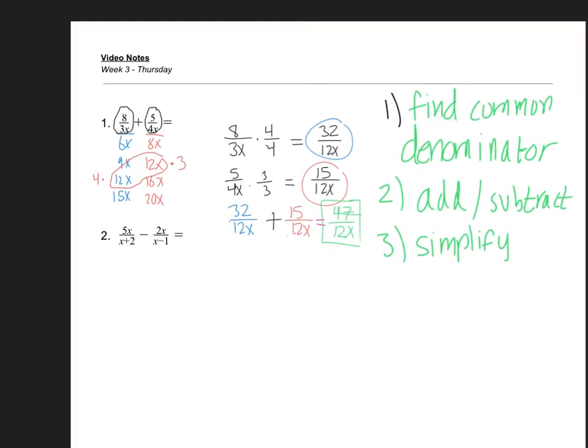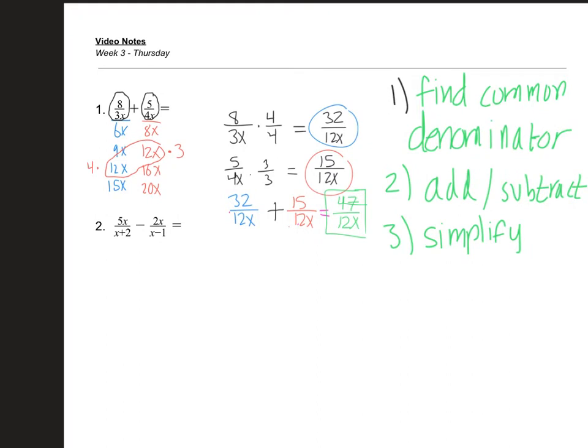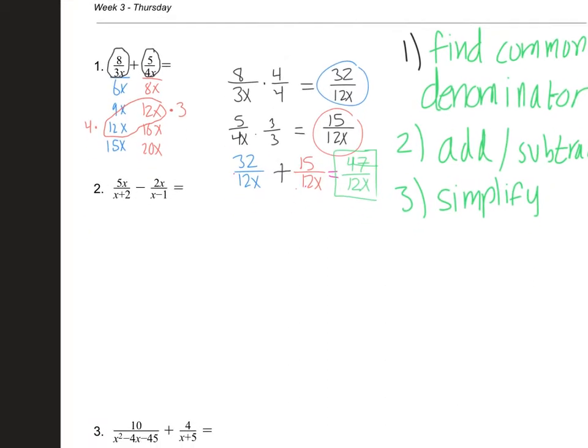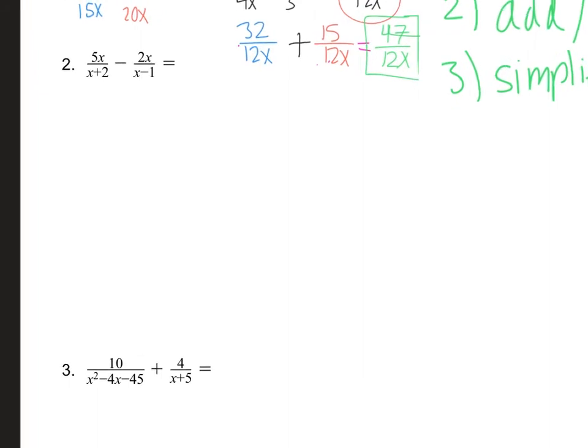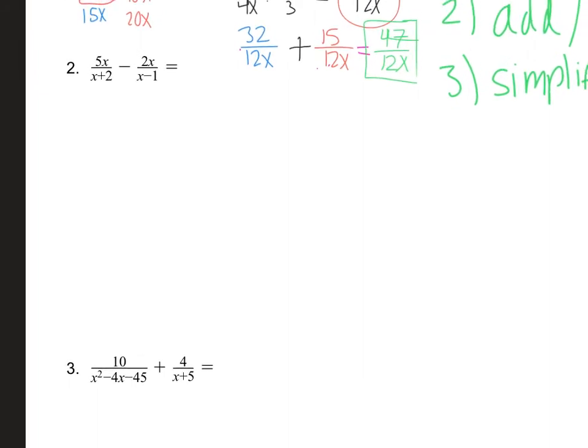All right, find a common denominator, apply it by multiplying whatever you need to get that common denominator. Once you do that, you just add or subtract the tops, and then you simplify after that. In this case, like I said, we didn't need to simplify, but we will in the future. So let's move on. First things first, I need that common denominator for number 2. That's always what we're going to be needing.